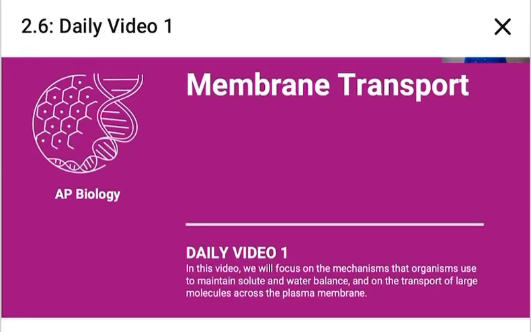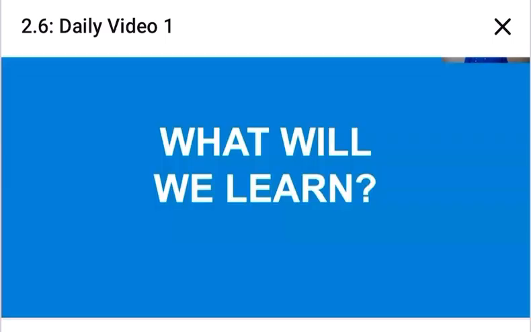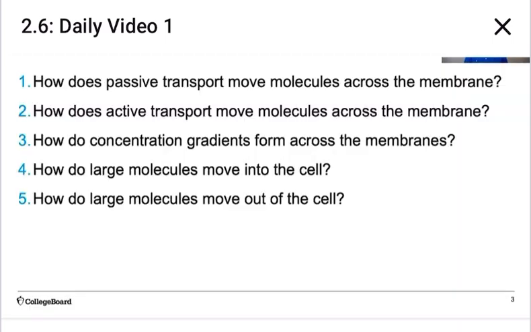Mr. Burris, and we're covering topic 2.6, membrane transport. So today, what will we be learning? In today's lesson, we'll take a look at passive and active transport and how they move molecules across the membrane. We'll look at how concentration gradients are formed, and then finally, how large molecules move in and out of the cell. So let's dive in.